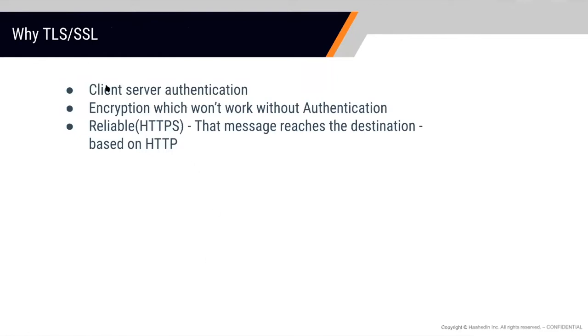Now, as I said, authentication is the most important thing when SSL is being used. Encryption comes later. We'll see the process, why and how encryption becomes a second priority after authentication. And the third is, since it is built on HTTP, HTTPS is by default reliable, right? No packet gets dropped between client and server communication. So these are the three advantages and reasons why we use SSL and TLS, right?